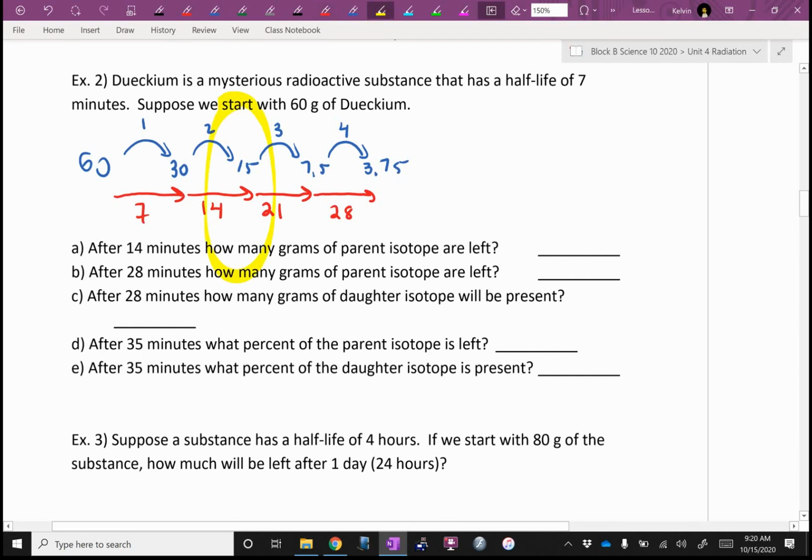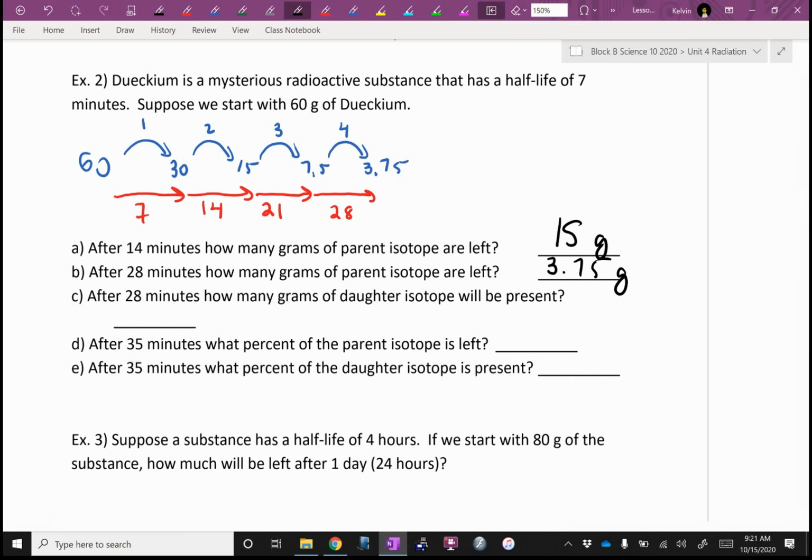Right? 15. That's me. One human. After 28 minutes, how many grams are left? 3.75. Yep. That is a small human. Oh, after 28 minutes then, how many grams of the daughter isotope are left? Well, how many grams did I start with? 60. How much is left of the parent? 3.75. How could I figure out how much is turned into the daughter from that?